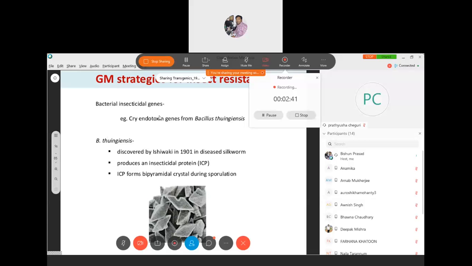to the Lepidopteran pest. This Bacillus thuringiensis was first discovered by Ishiwata in 1901 in diseased silkworm, and they found that Bacillus thuringiensis produces an insecticidal protein, and this insecticidal protein is known as ICP. So ICP stands for insecticidal protein, and you can see the picture. This ICP is bipyramidal in structure.